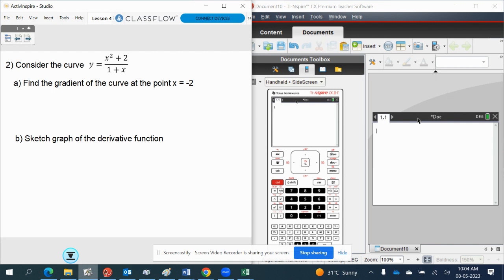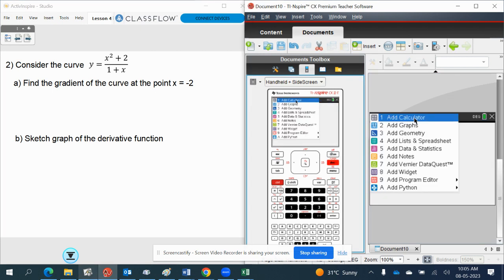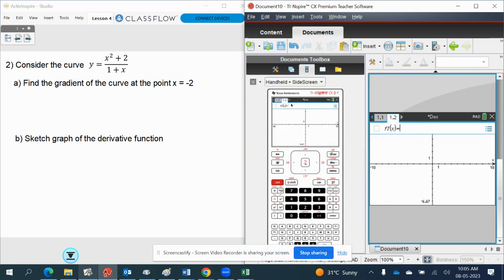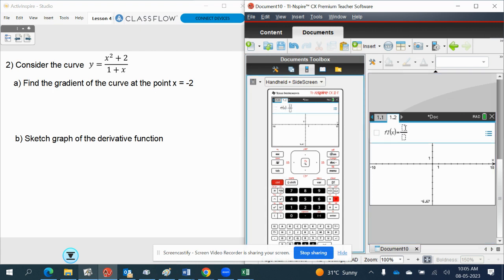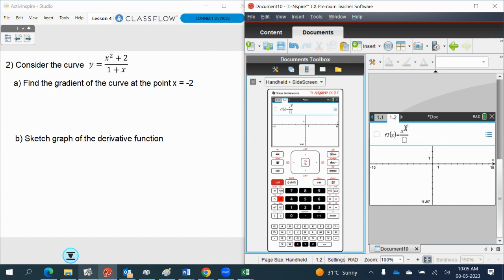Our first thing we're going to do is add a graph page, which will let us type in the original function, and then we can reference this original function. So I'm going to put up a quotient like this and type in the function as I see it. X squared plus 2 all over 1 plus x. There's my function. You guys following along?